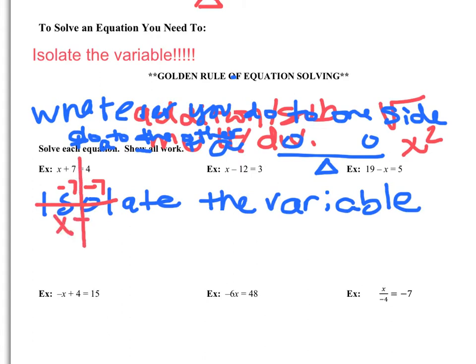I always bring my equal sign straight down. You can draw the line if you want, but you don't have to. But again, the equal sign always has to come straight down. And then x would equal negative 3. So that's my answer. I know I'm done because x has been isolated.